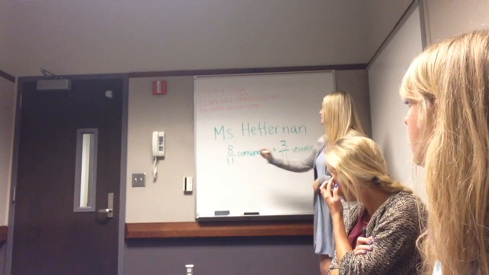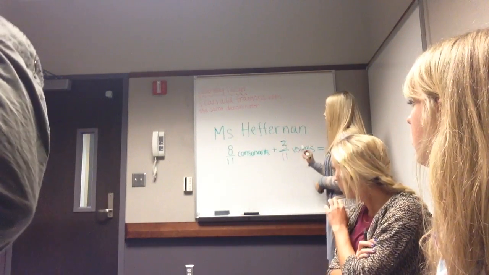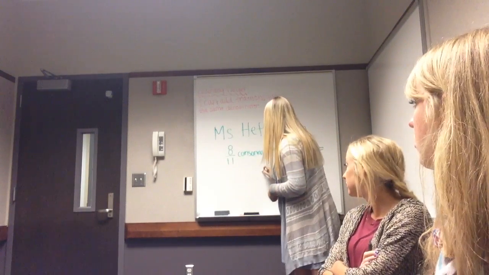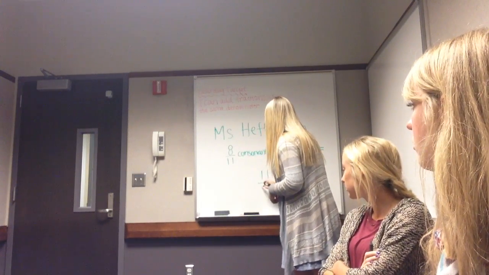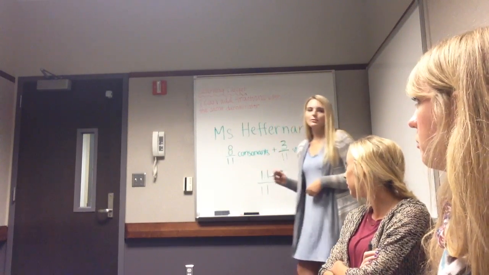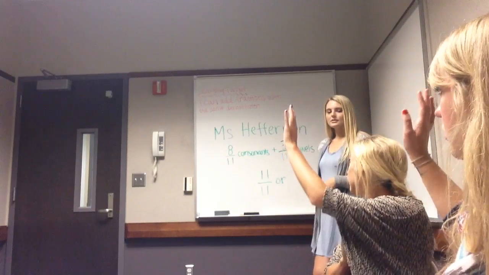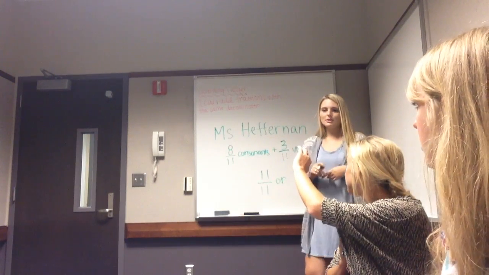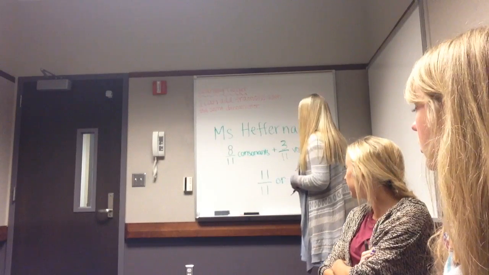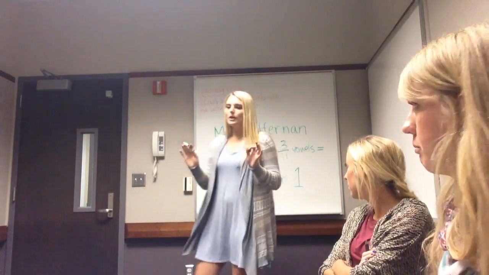So what is 8 over 11 plus 3 over 11? Junie? 11 over 11? Yes, and what can we simplify 11 over 11 to? If you remember from talking about that a little bit earlier. There's 11 parts out of 11 parts. 1. Awesome.